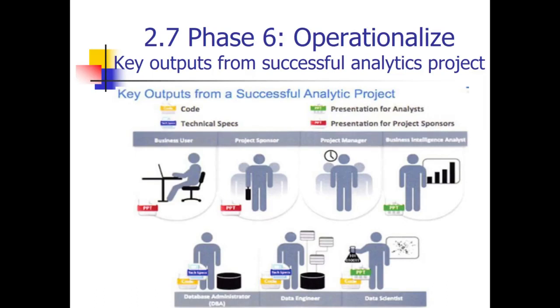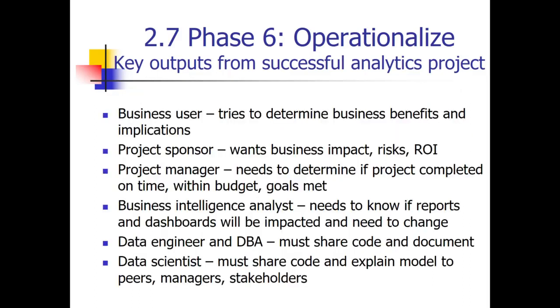So different types of data are going to be required to complete the end of a project. That's the operationalize phase. Here are the key outputs from a successful analytics project. The people involved are the business user, project sponsor, project manager, business intelligence analyst, data engineer and data scientist. These are all the different kinds of people involved in making this a successful project.